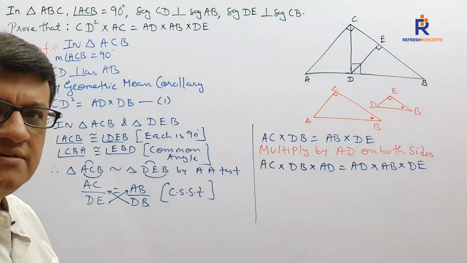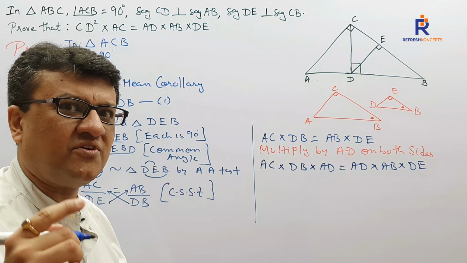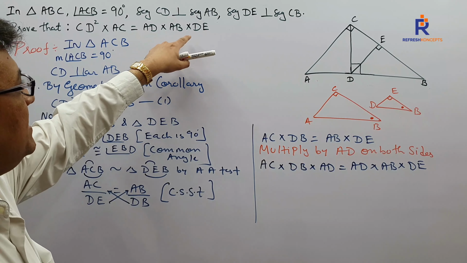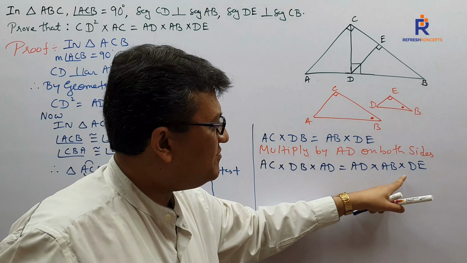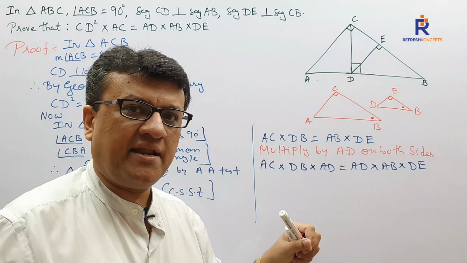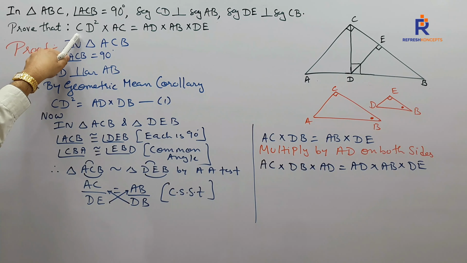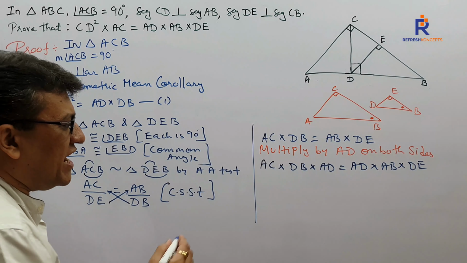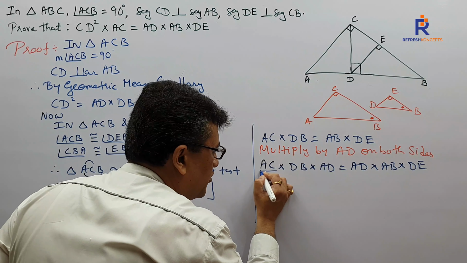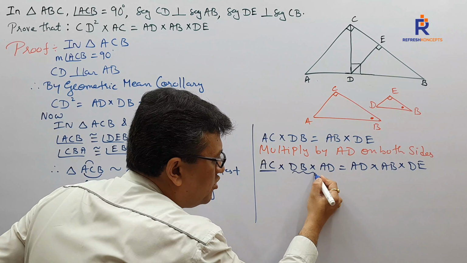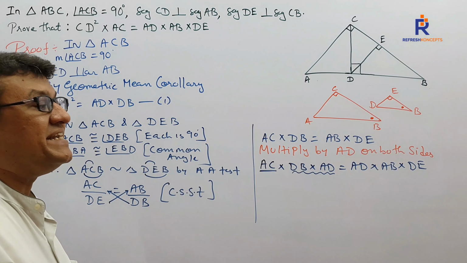Am I right, children? Let's check whether we are in the process of completion or not. AD, AB, DE. Have we got our RHS? Let's check our LHS. Our LHS is saying CD square into AC. Sir, you have AC, but you don't have CD square. Kindly check what we have that is extra. DB into AD.